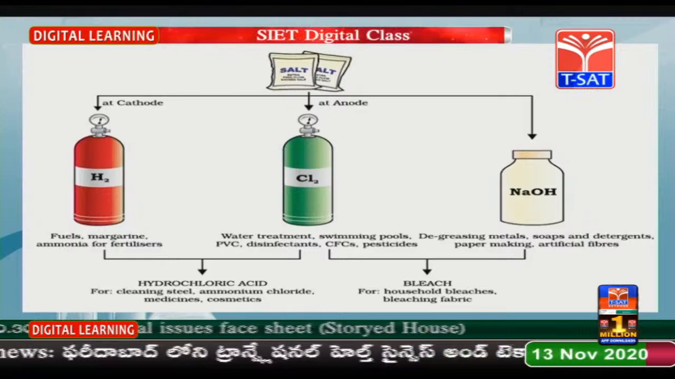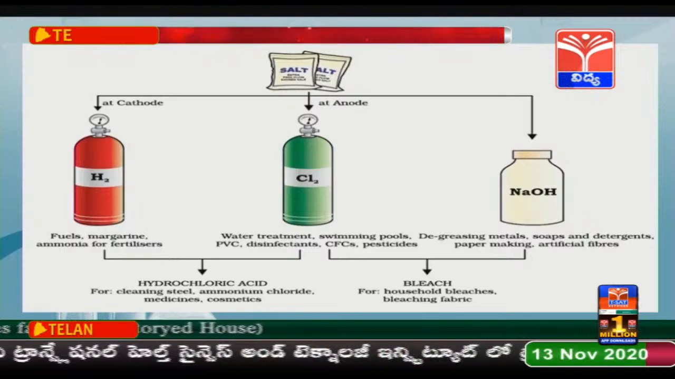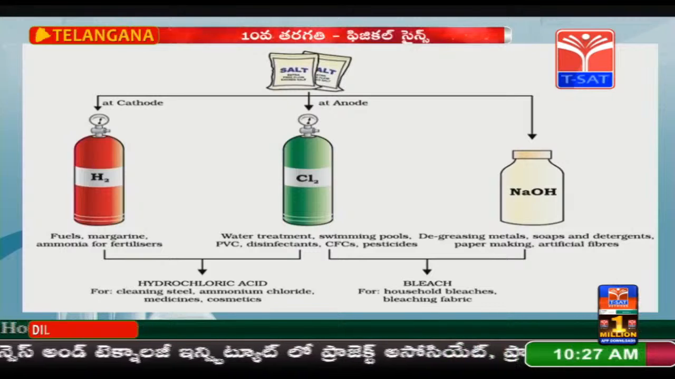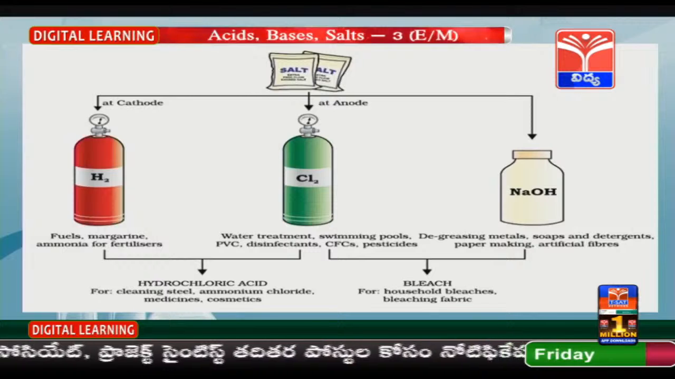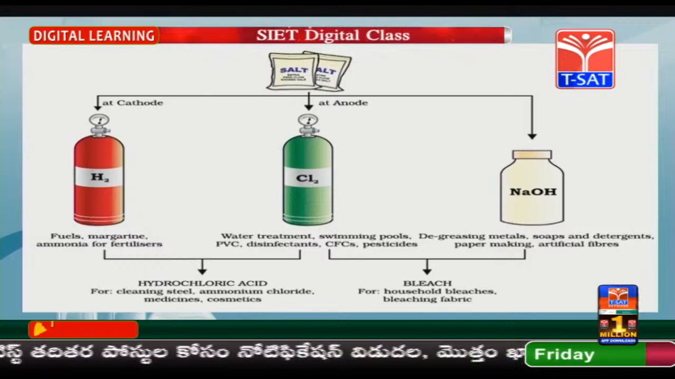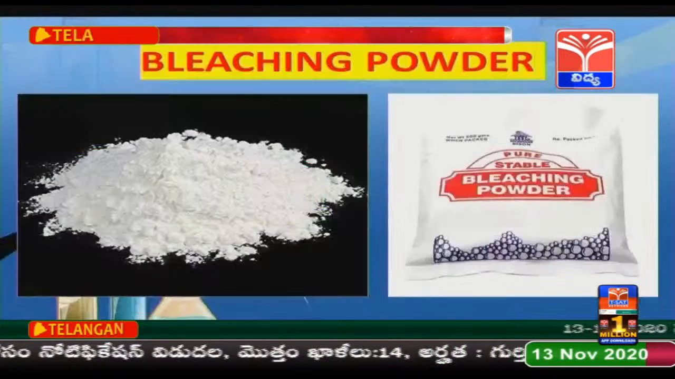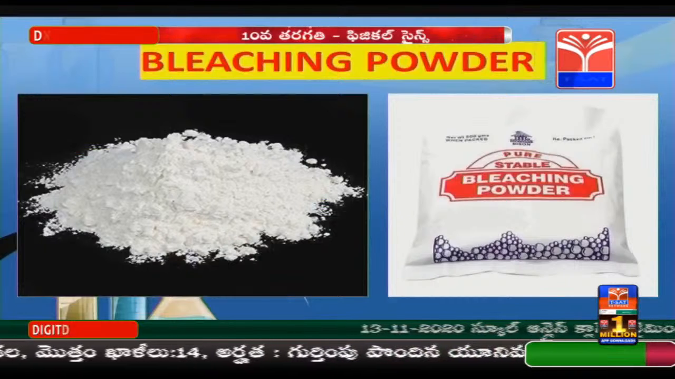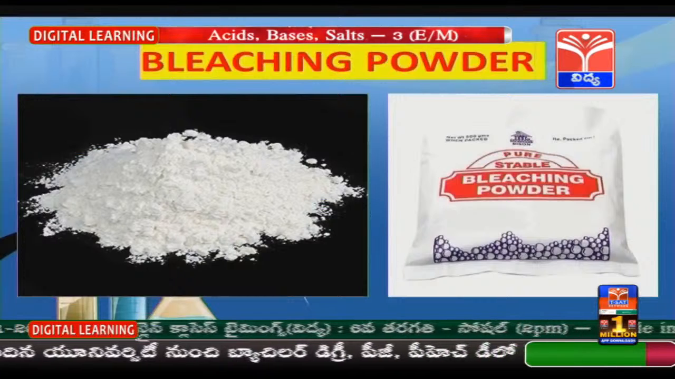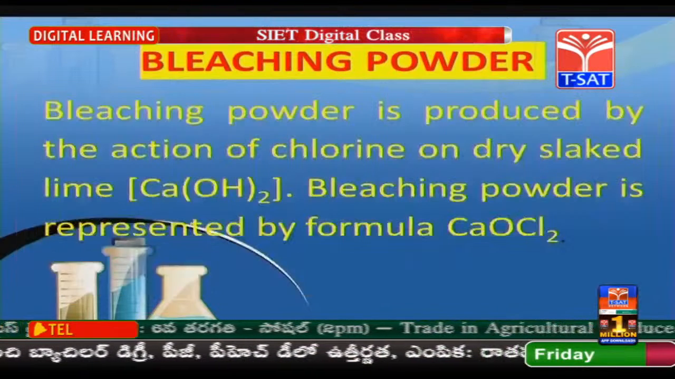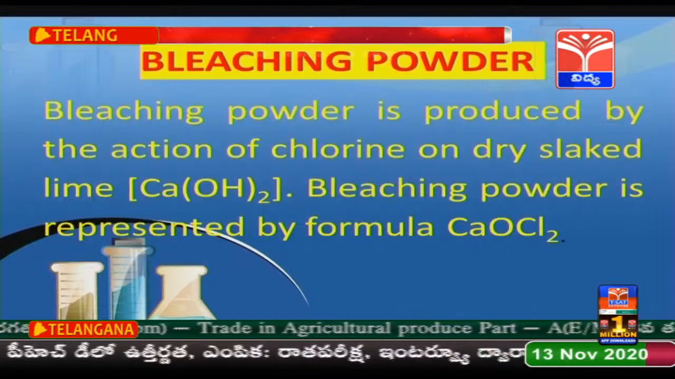Bleaching agent means chlorine has the bleaching property, and it is used to make bleaching powder. Now, let us see how we make bleaching powder in our lab. Have you seen bleaching powder? Yes, bleaching powder is a good cleaning agent, it kills microorganisms. How is this bleaching powder prepared in our lab?